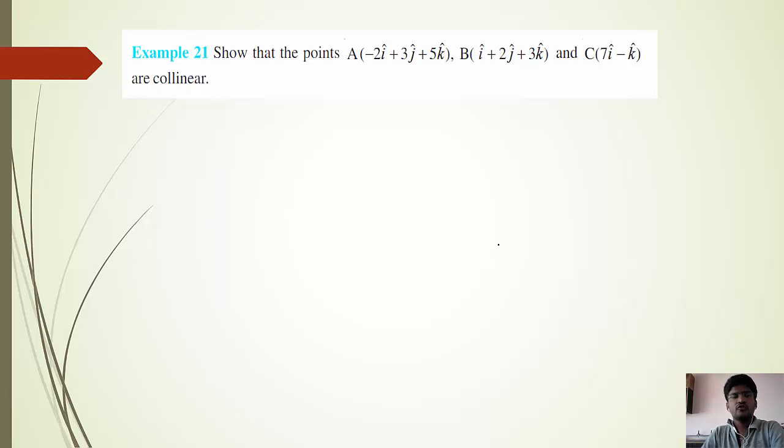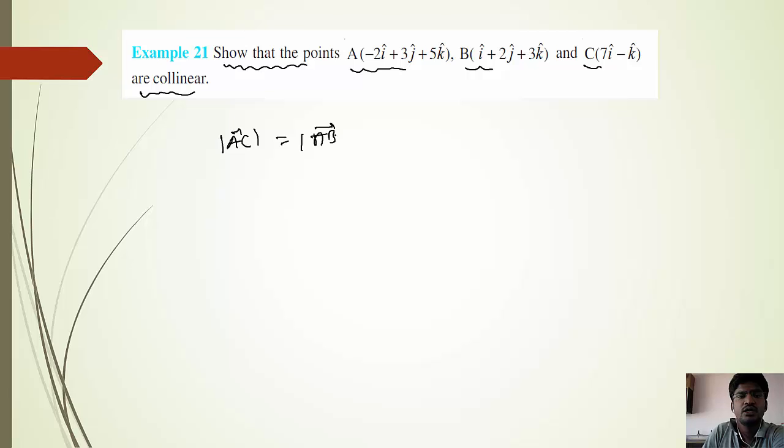Now let us go for the problem on collinear. See, they have given the 3 points. Show that the points A, B, C are collinear. We have to prove the collinear. That means what we have to prove? Magnitude of AC is equal to magnitude of AB plus magnitude of BC. Clear? This thing we have to prove. So please remember this.